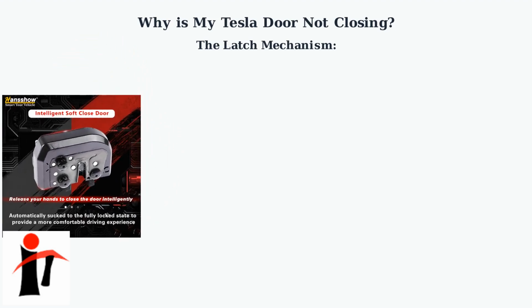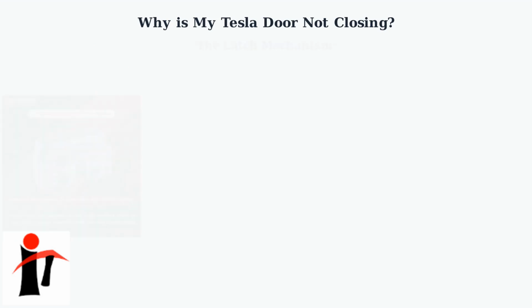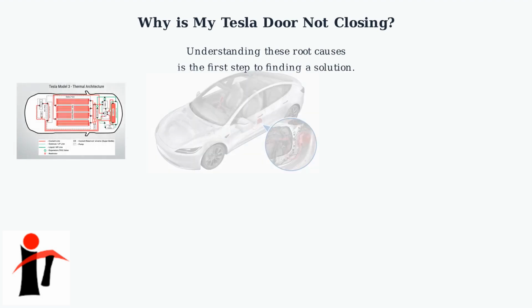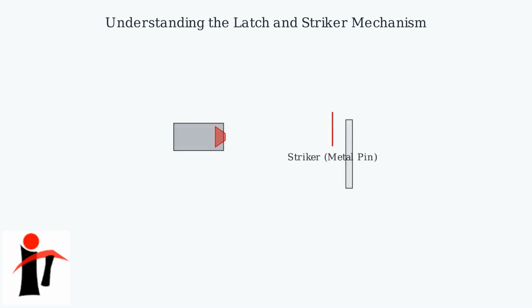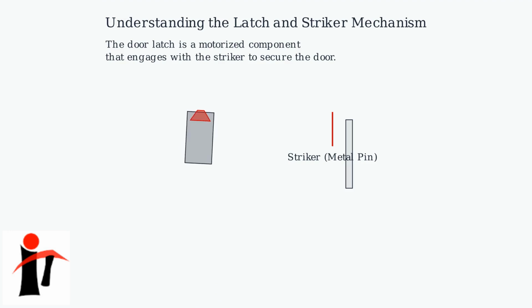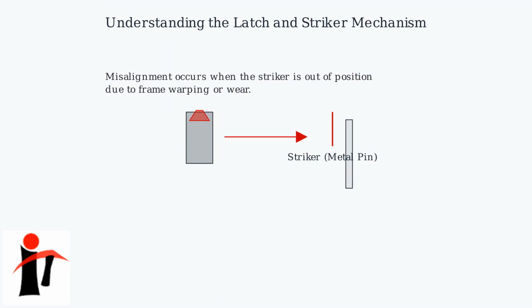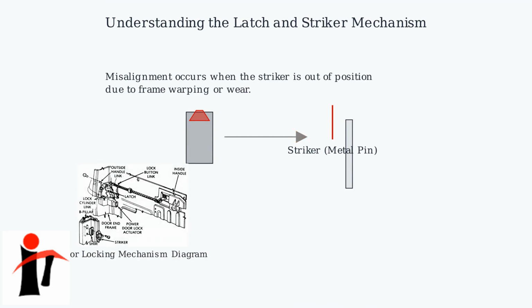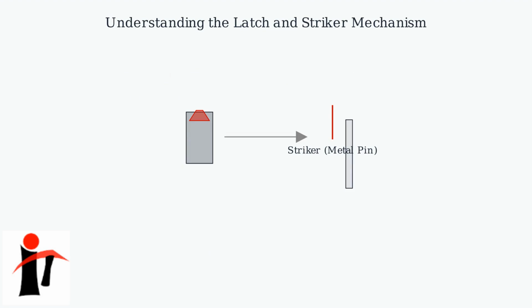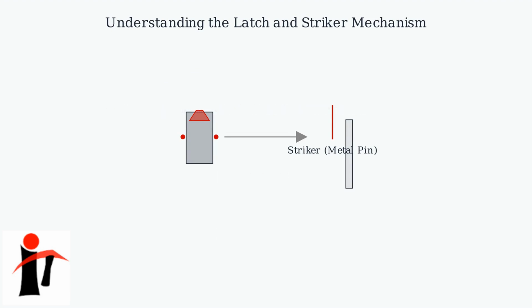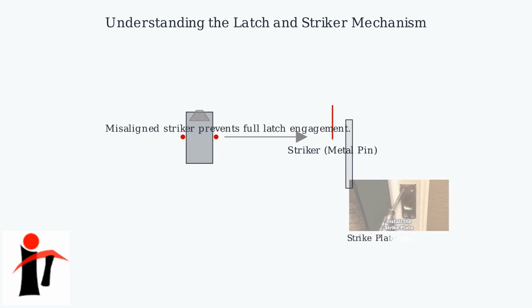The latch mechanism is key to how the door closes. The door latch is a motorized component that engages with a striker, which is a metal pin on the door frame, to secure the door. Misalignment happens when the striker is out of position, often due to frame warping from manufacturing tolerances or wear. The latch uses electronic sensors for feedback to ensure the door is fully closed and secure. A misaligned striker prevents the latch from fully engaging, leading to closure problems.